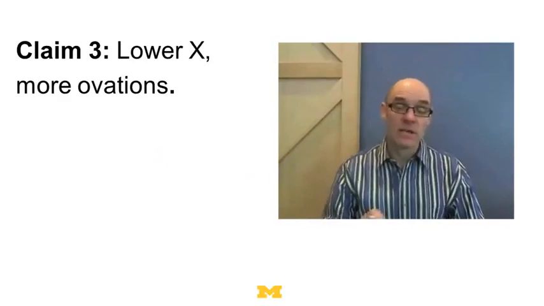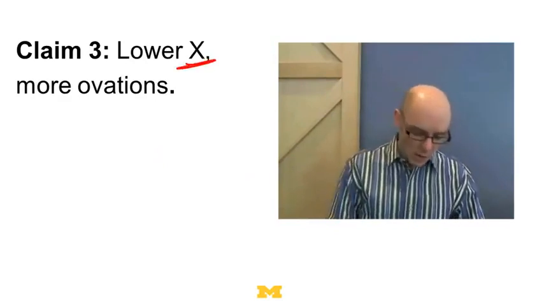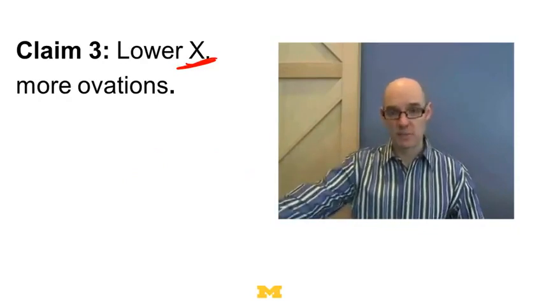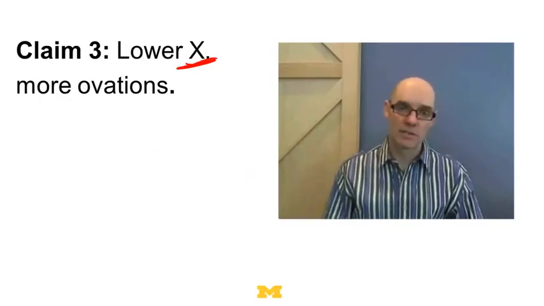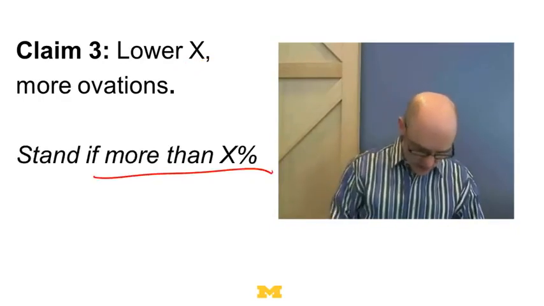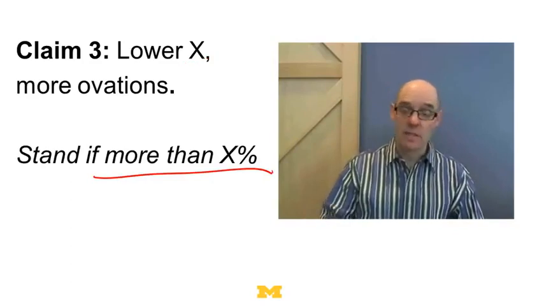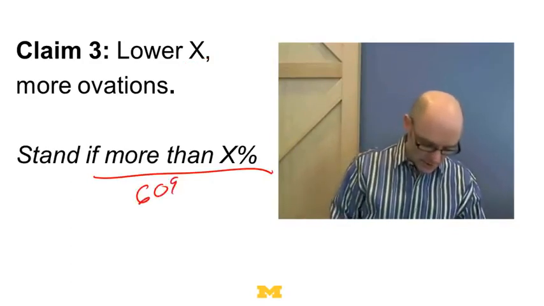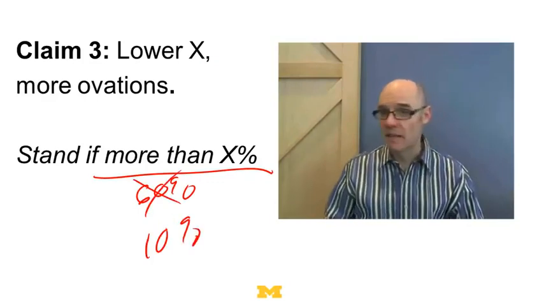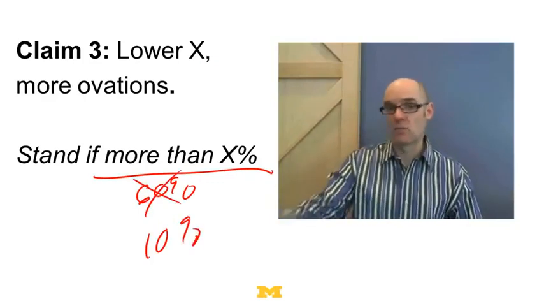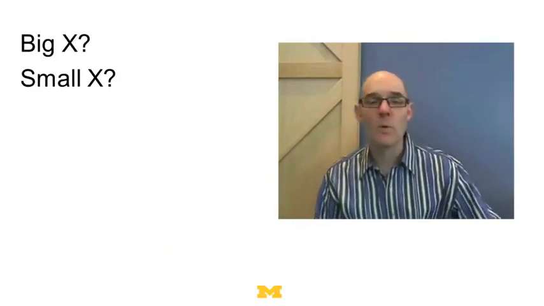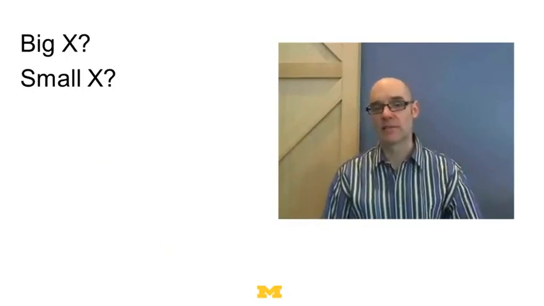Makes perfect sense. Result 3: the lower X, remember X was the percentage of people who have to stand for me to stand subsequently, the more ovations there are. That makes sense as well, and the logic is you stand if more than X% stand. So if X goes from 60%, if you need 60% of people standing, down to 10%, then you're much more likely to get a standing ovation, because if 12% of people stand, then everybody stands up. Now, what would cause X to be big and what would cause X to be small?